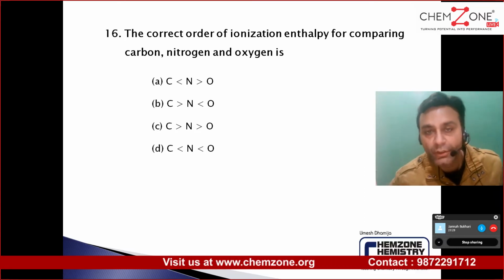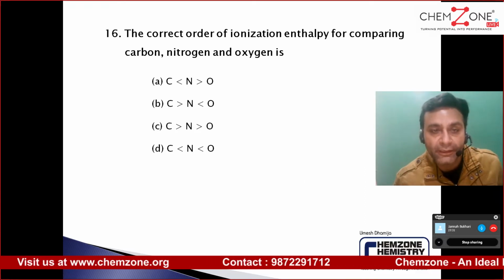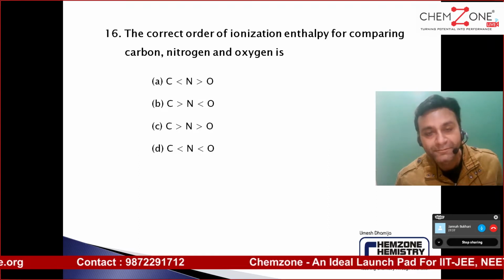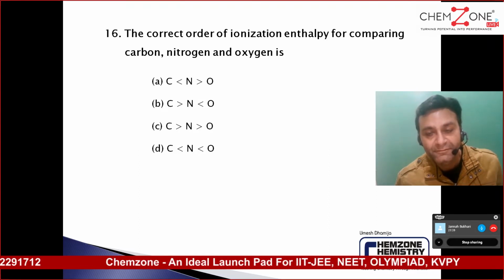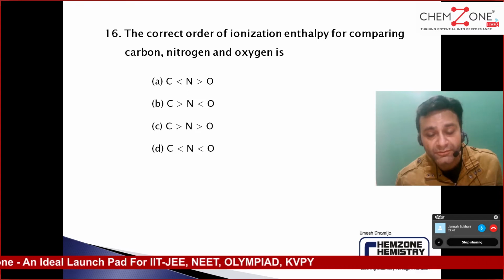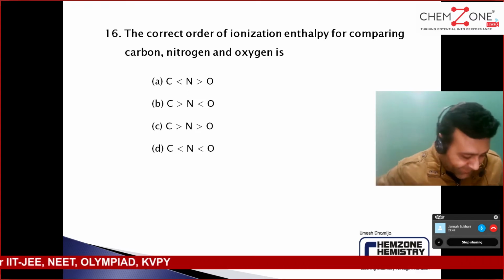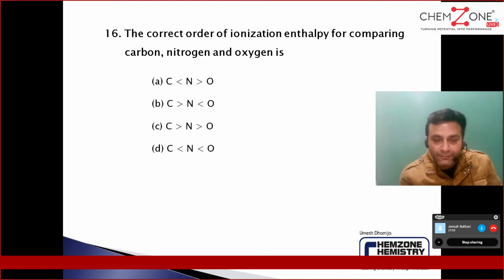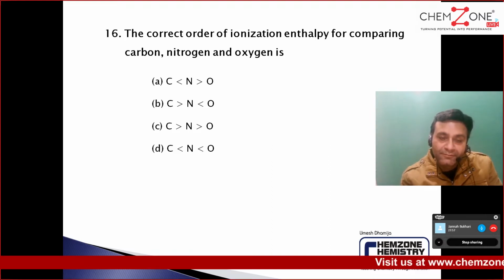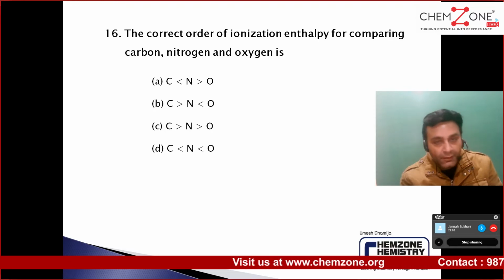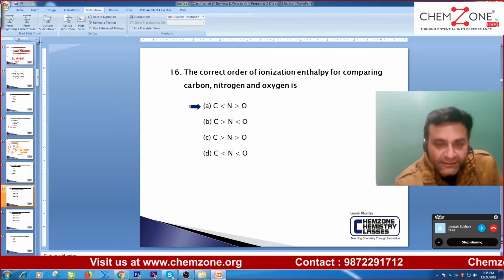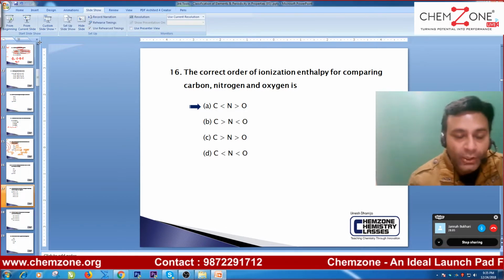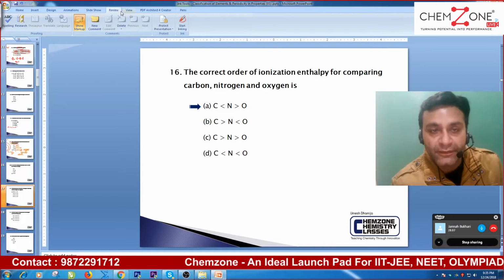The correct order of ionization enthalpy for comparing carbon, nitrogen, oxygen is C. Because if you look at it, oxygen has the most electrons, then nitrogen has fewer, and then carbon has fewer electrons, so it's harder to take them out. The correct answer is the A option. Now I'll explain how it is A.